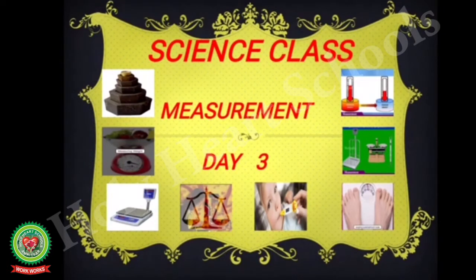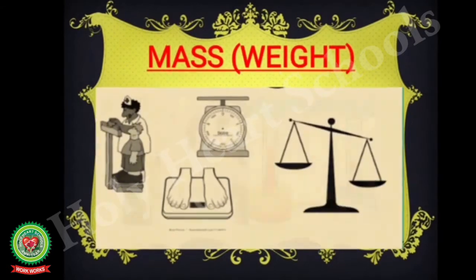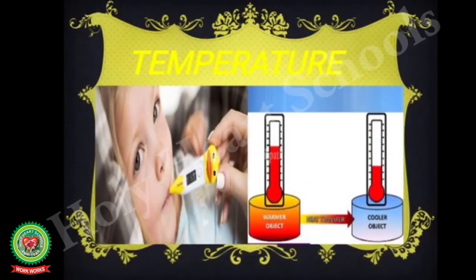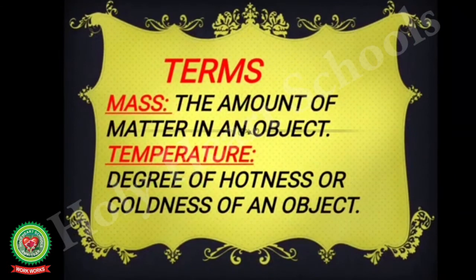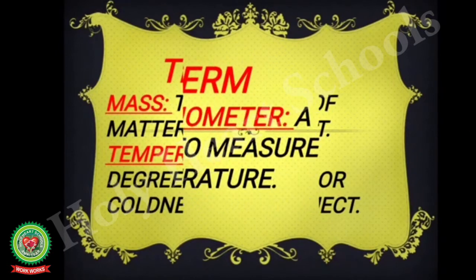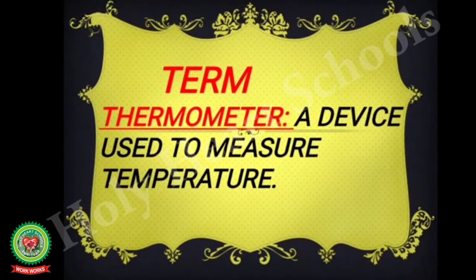Today I am going to discuss how to measure mass and temperature of an object. Before we start, first I will discuss the terms related to the topic. Mass: the amount of matter in an object. Temperature: degree of hotness or coldness of an object. And last one is thermometer, a device used to measure temperature. Now students, open your book at page number 140.